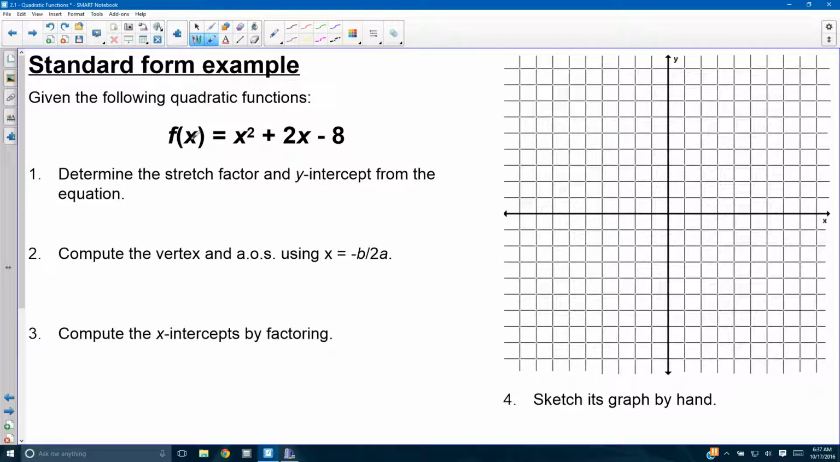Let's do some examples here. I'm going to do 2 in standard form, 2 in vertex form. We're just going to see that we can graph them and pull information out of them.